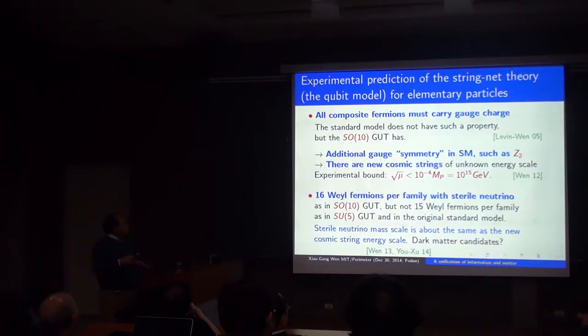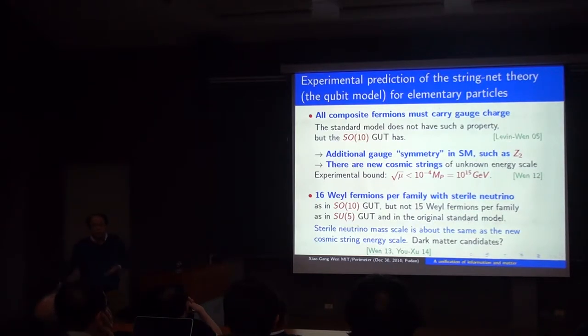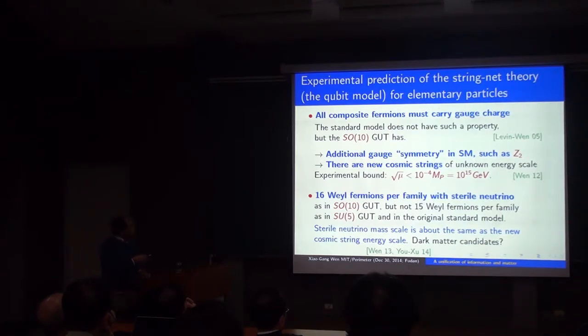We must include an additional gauge field or gauge symmetry, like some additional Z2 gauge symmetry. This additional Z2 gauge symmetry in the standard model would predict a cosmic string, which corresponds to a gauge flux of this new gauge field. And there is an experimental bound on the energy scale of a cosmic string of about 10 to the 15 GeV.